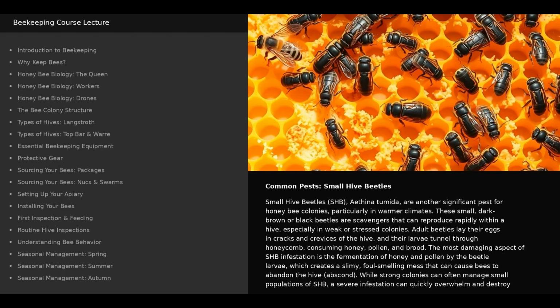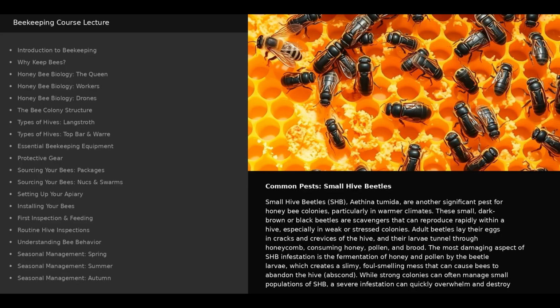Common pests: small hive beetles. Small hive beetles, SHB, Aethina tumida, are another significant pest for honeybee colonies, particularly in warmer climates. These small dark brown or black beetles are scavengers that can reproduce rapidly within a hive, especially in weak or stressed colonies. Adult beetles lay their eggs in cracks and crevices of the hive, and their larvae tunnel through honeycomb, consuming honey, pollen, and brood.